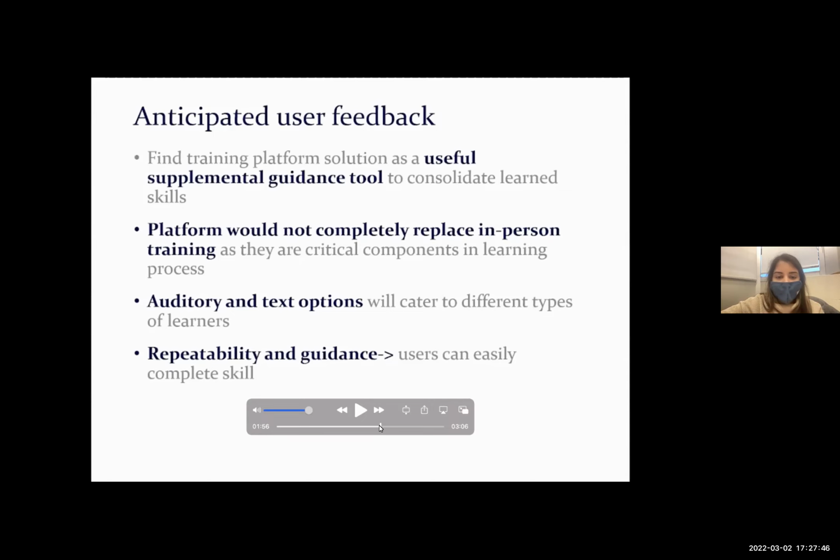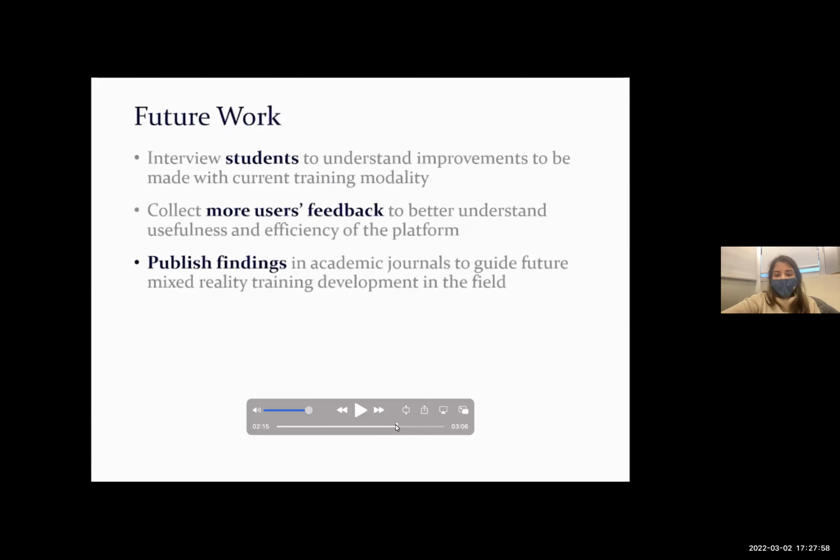Any comments with regards to this slide? Okay. And future work. Yeah, again, I just thought I'd suggest adding a graphic or a picture just to make it a little more interesting. I agree with that. And perhaps you could actually highlight interview students instead of just students.